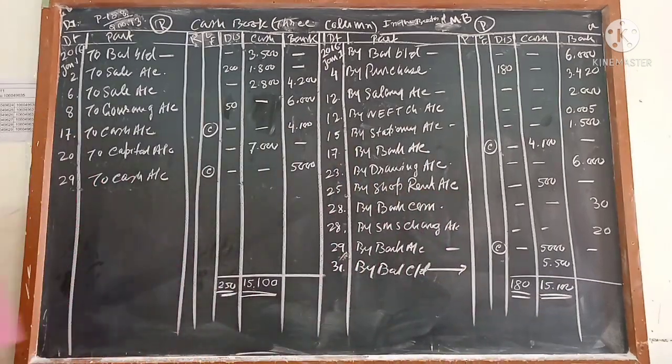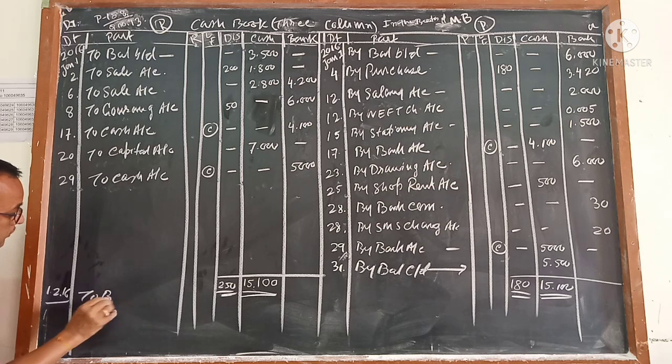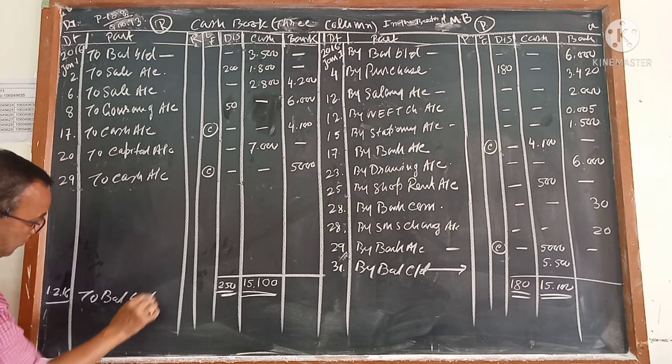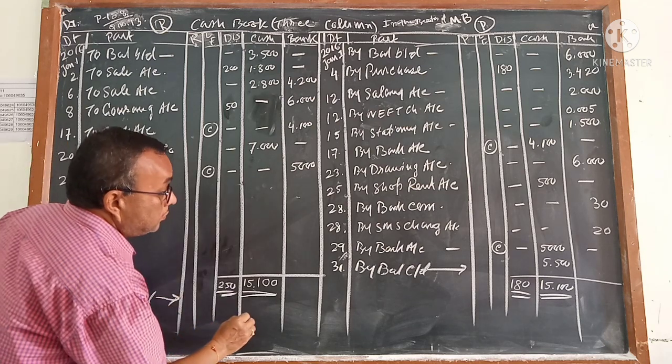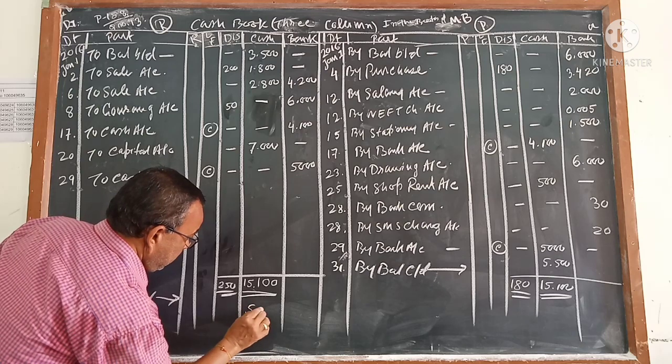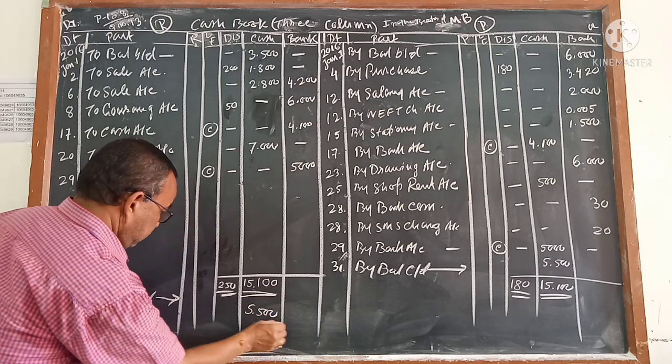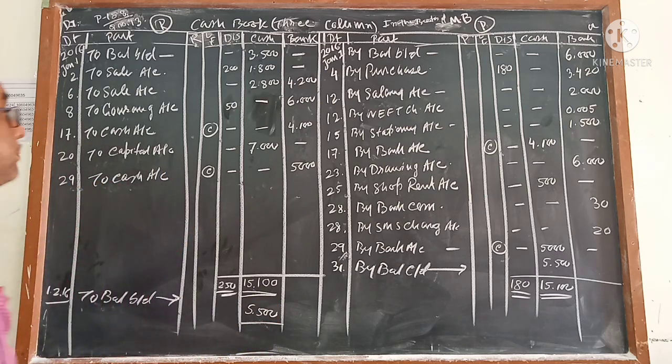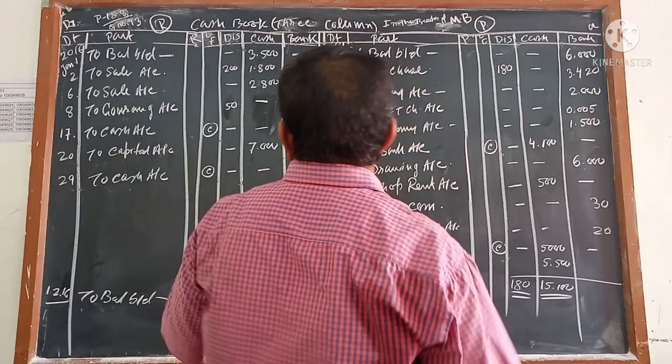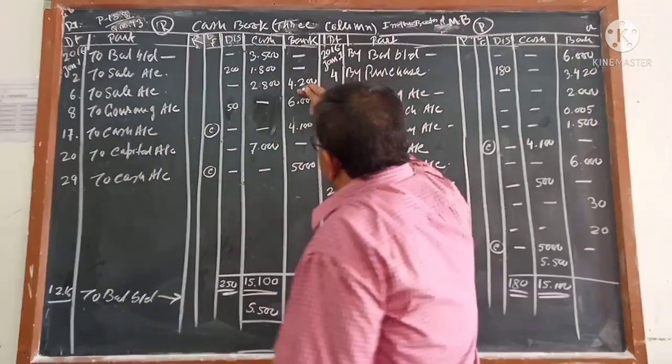And the next date of January, which is coming February, 1/2/16. You write to balance b/d. Cash column, 5,500. Next, like that, bank column. Bank column, just one second, let me go through it.